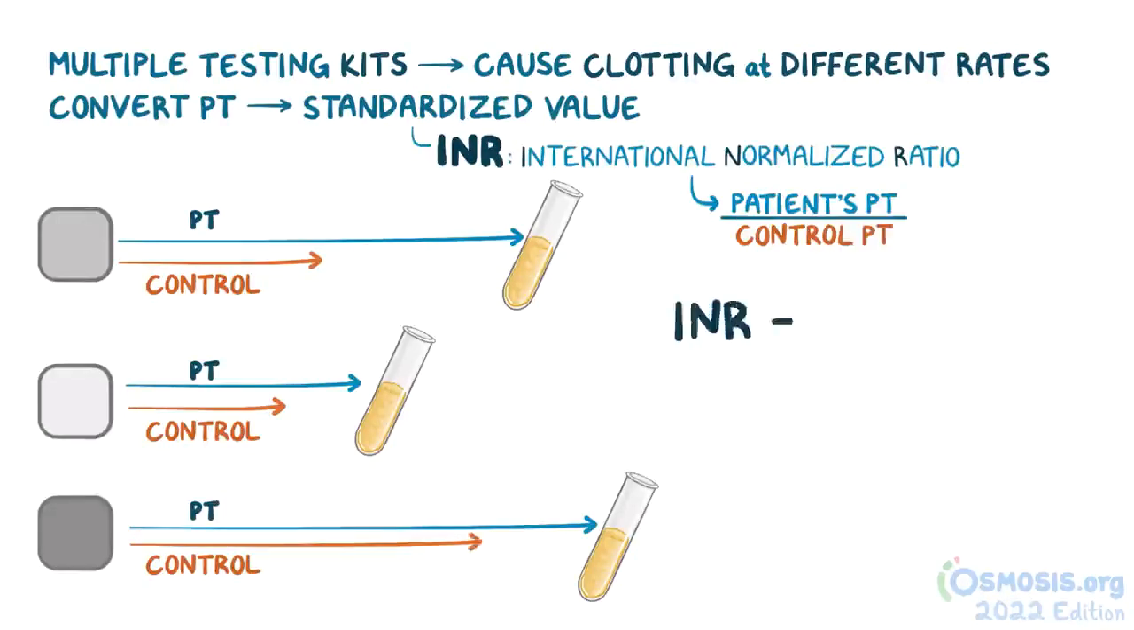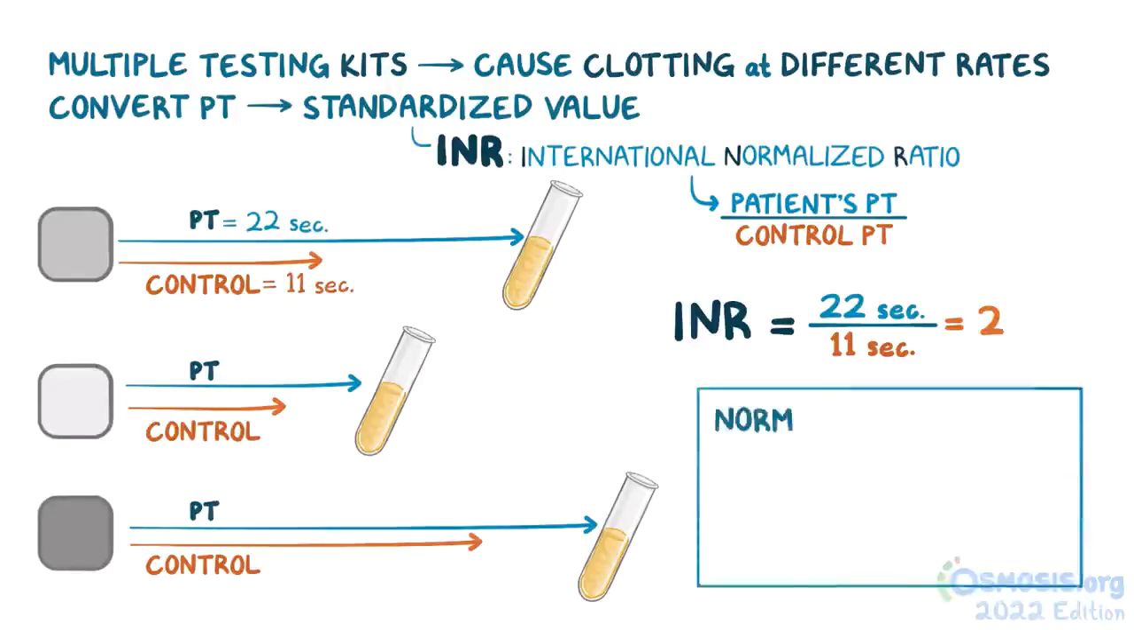For example, if the person's PT is 22 seconds and the control PT is 11 seconds, their INR is 22/11, or 2. This means that that person's blood takes twice as long to clot compared to a healthy person. A normal INR is 1.1 or less, but for someone taking warfarin, the usual goal is an INR between 2 and 3.